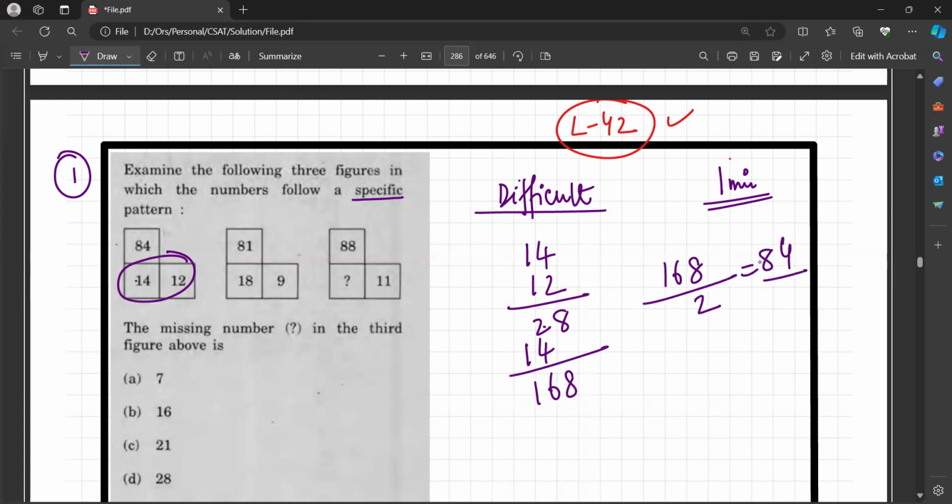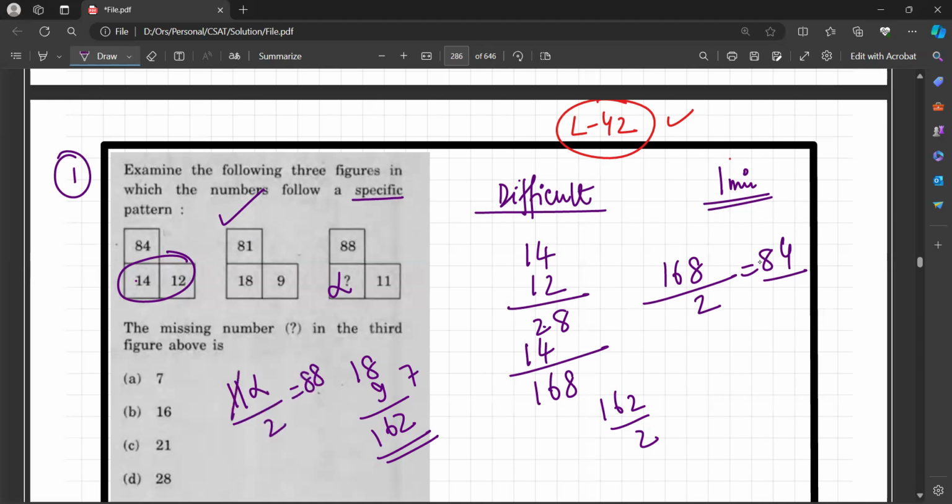Got it? Similarly, I will try this 18, 9. What I will do is 18 into 9, 162. 162 divided by 2 will be 81. Similarly, if the number becomes alpha, what I'm going to do is 11 alpha divided by 2 has to be 88. Now 11 gets cancelled, 88 gets cancelled by 11, that is 8, so alpha becomes 16. So your answer is 16, or you can take x. Got it? So this is the solution here.